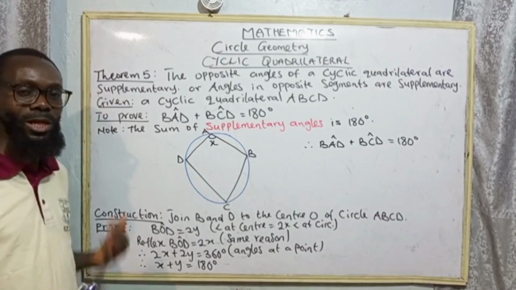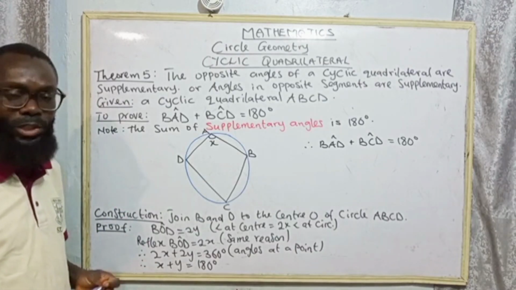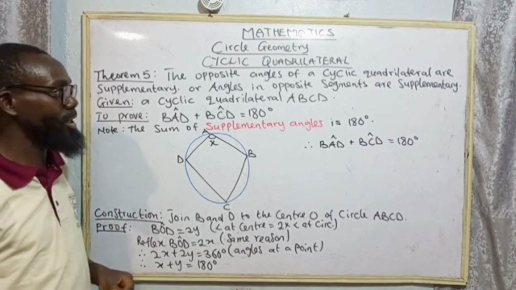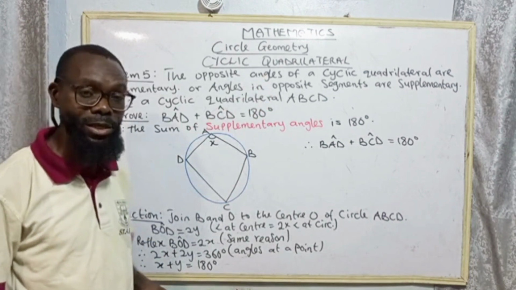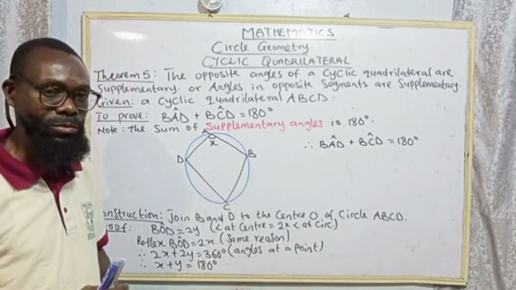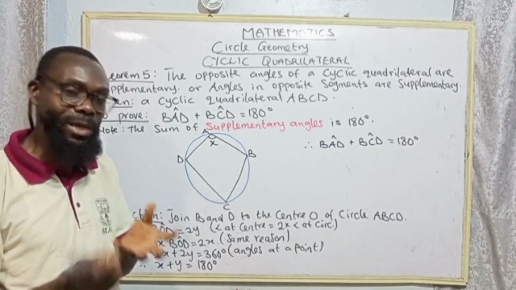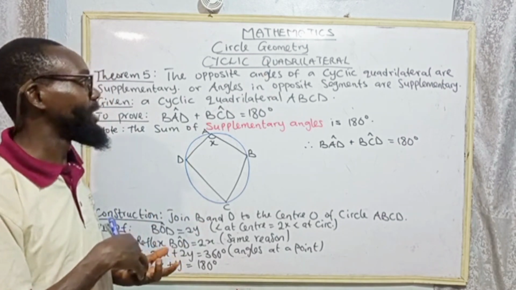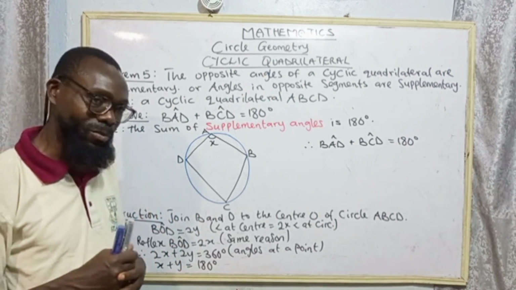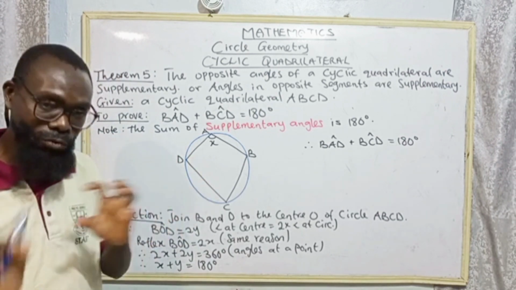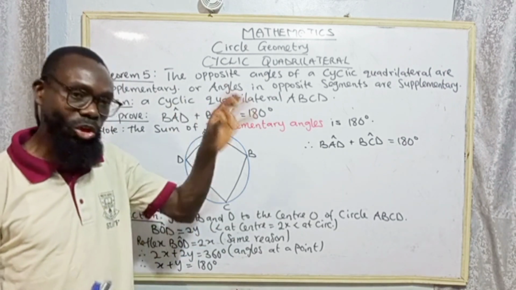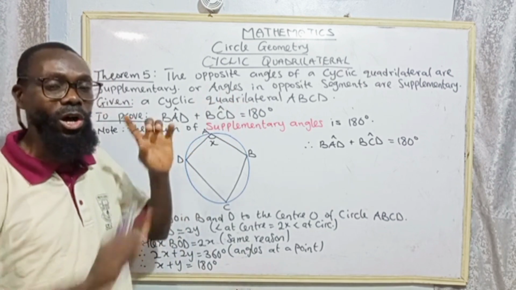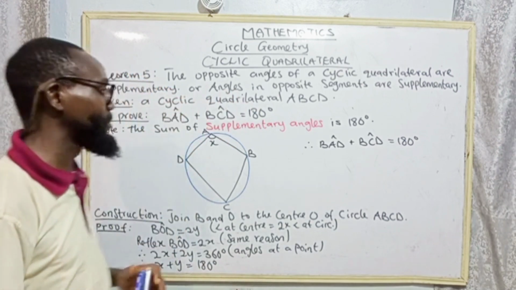Now, let's look at theorem 5, which is under the cyclic quadrilateral. The word quadrilateral means four-sided figure. A four-sided figure being inscribed in a circle, that's what we call a cyclic quadrilateral. And the angles of this quadrilateral are touching the circumference, meaning we have four angles on the circumference.